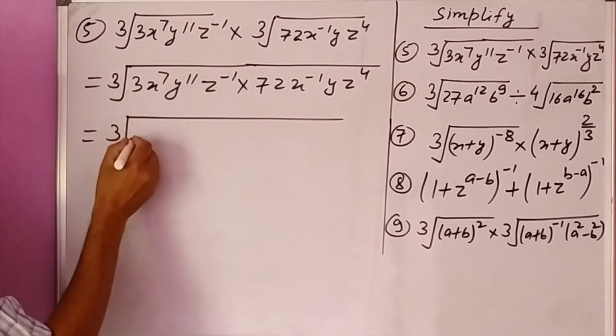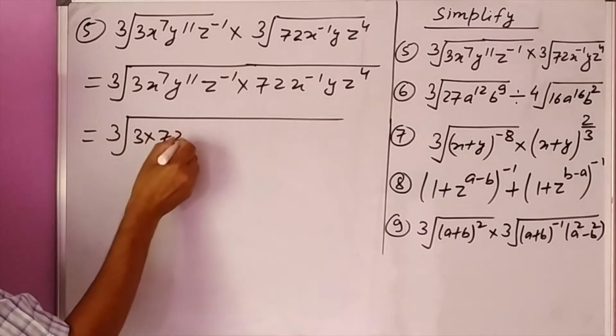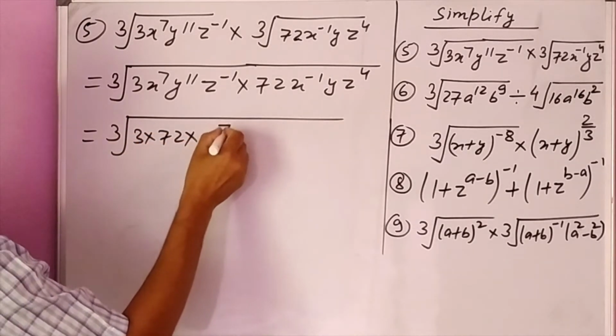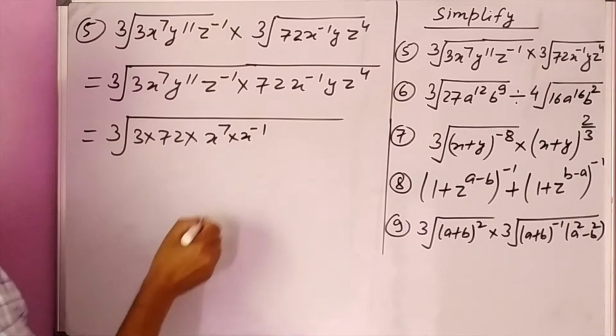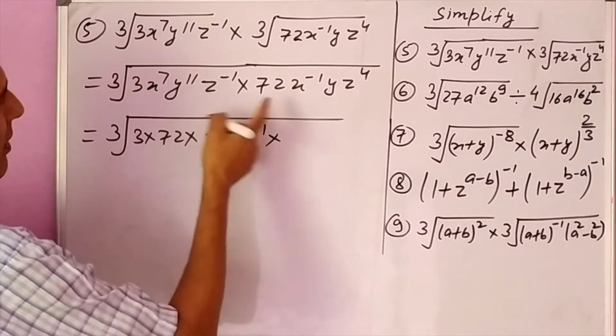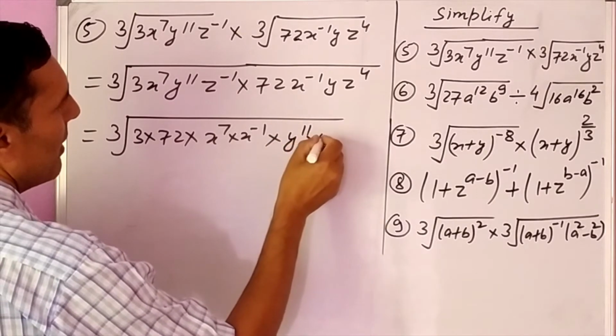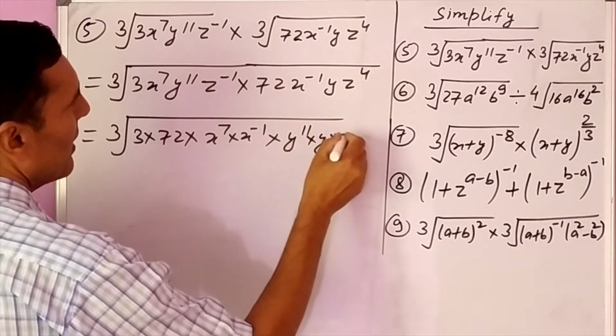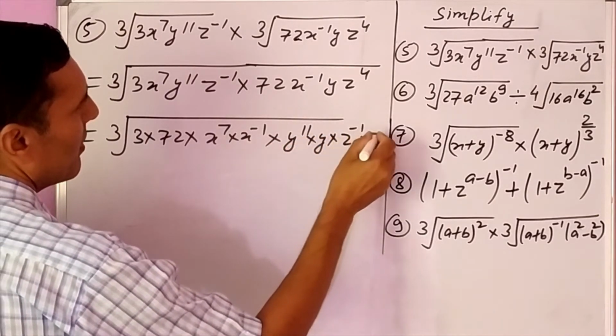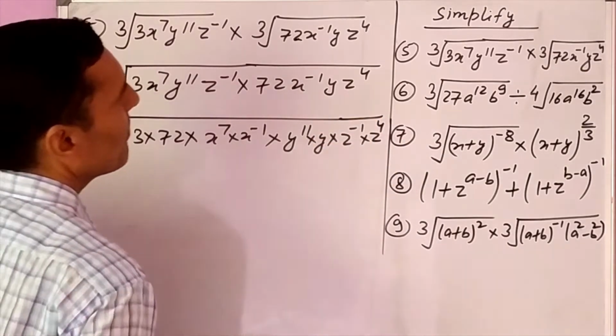Now look here, the numbers can be multiplied together, and x to the power 7 into x to the power minus 1, on the same base the powers are added together. Similarly y to the power 11 into y, and z to the power minus 1 into z to the power 4.